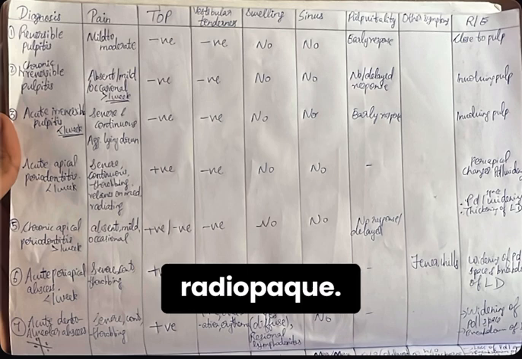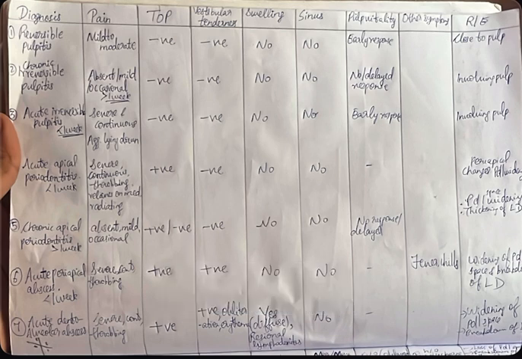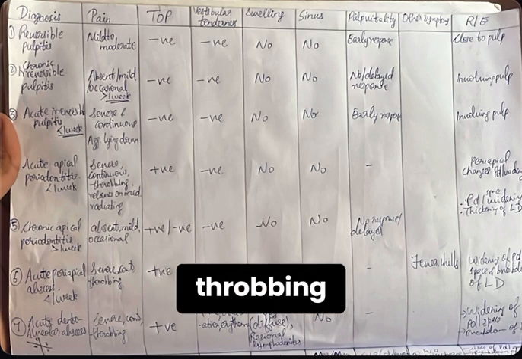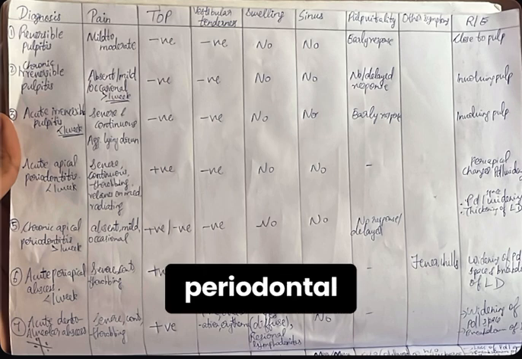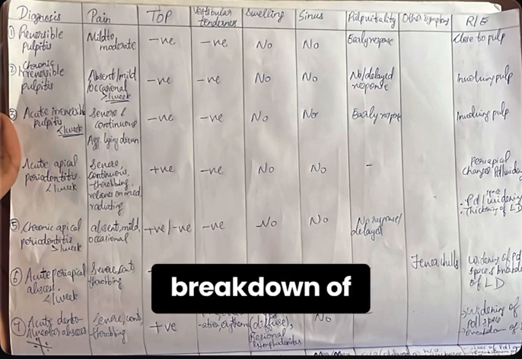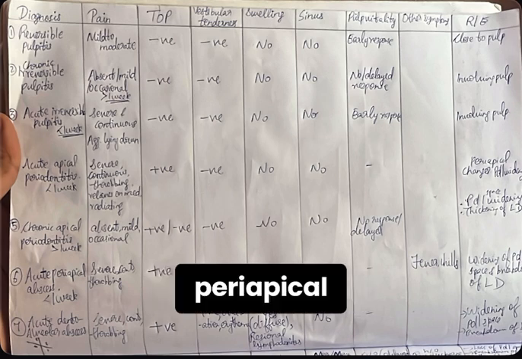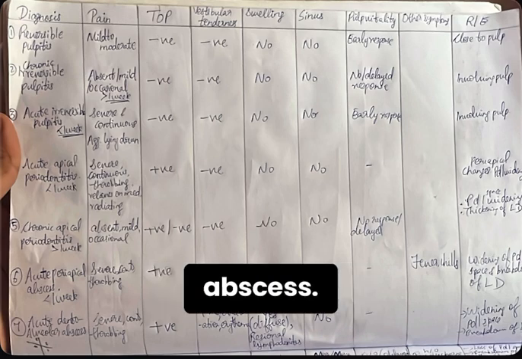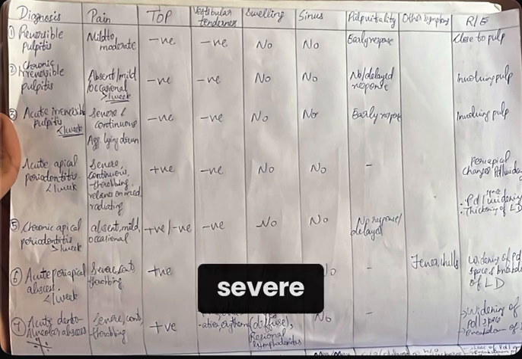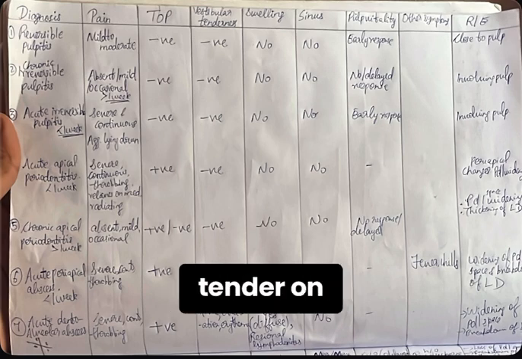and it appears radiopaque. In case of acute periapical abscess, there is severe throbbing pain, and there is tender on percussion along with vestibular tenderness. There is additional symptom like fever or chills, but it is not in all cases. And there is widening of periodontal ligament space and breakdown of lamina dura. So this acute periapical abscess might go into chronic periapical abscess, or it might skip that and directly become acute dentoalveolar abscess.